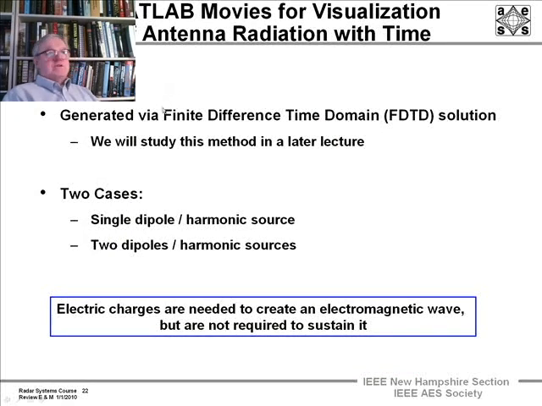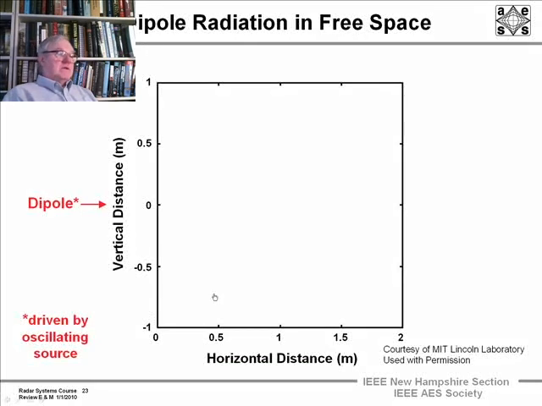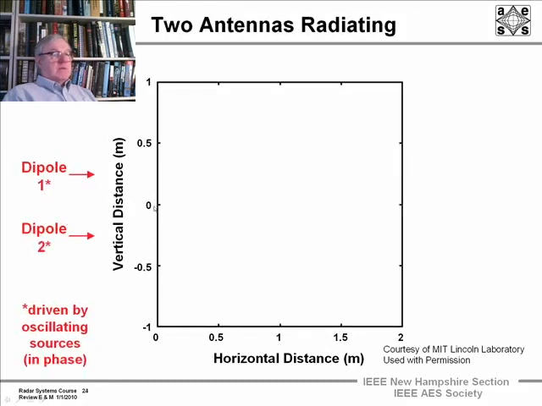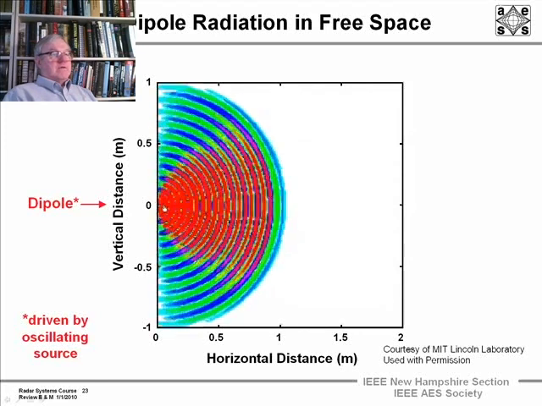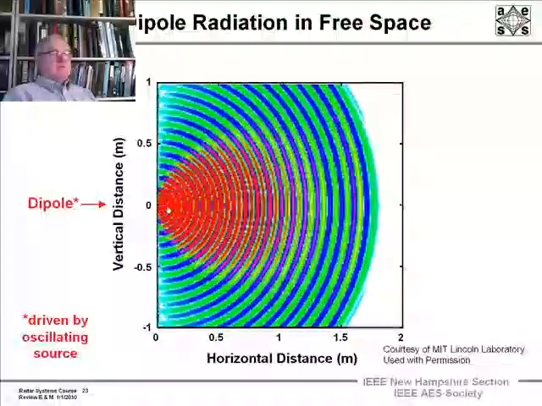And you can generate movies of what antenna radiation will look like in time via the time domain, the finite difference time domain method. And we're going to study this method in a later lecture on radar cross-section. And I'm going to show you two simple examples of one dipole and two dipoles of harmonic sources. Okay, now here is vertical distance and horizontal distance, and at this point we have an oscillating dipole. And we see the field radiating out.